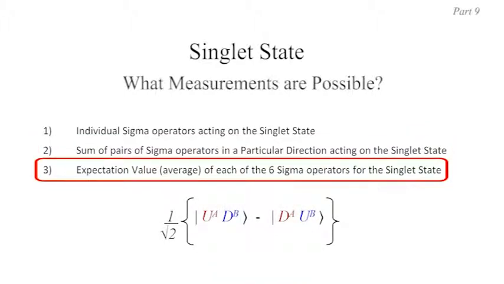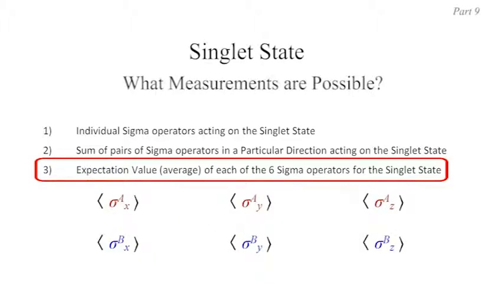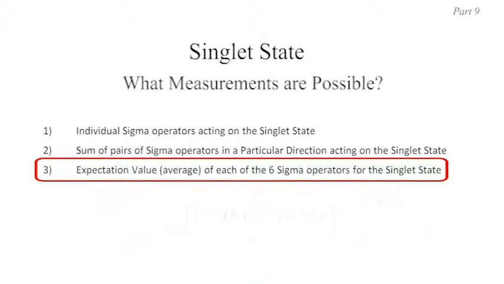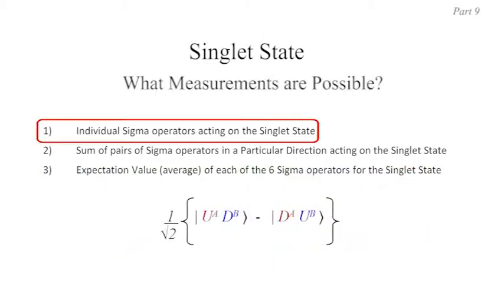Thirdly, we could work out the average value or the expectation value of each of the 6 sigma matrices for this singlet state. You should recall that using the first option I mentioned and making separate measurements via the sigma matrices will often not lead to a measurement. You only get a measurement if the state vector is an eigenvector of the operator and everything works out nicely.